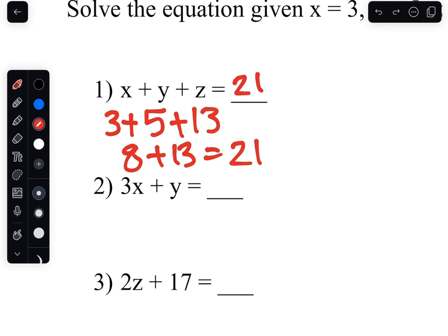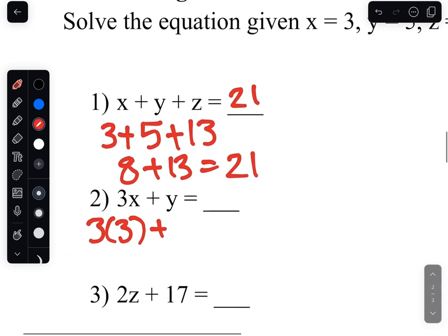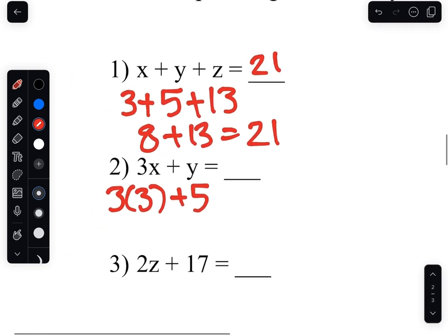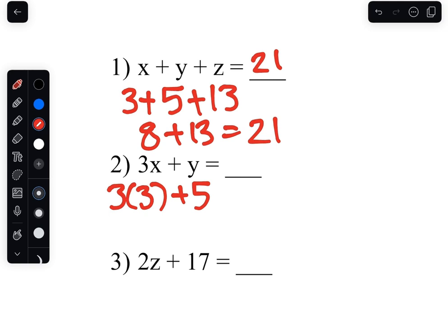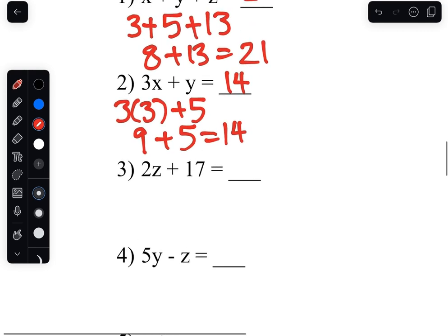Number 2, we have 3x plus y. You substitute in 3 for x and then 5 for y. Multiply 3 times 3 first because PEMDAS. 3 times 3 is 9 plus 5 is 14. So the answer for number 2 is 14.